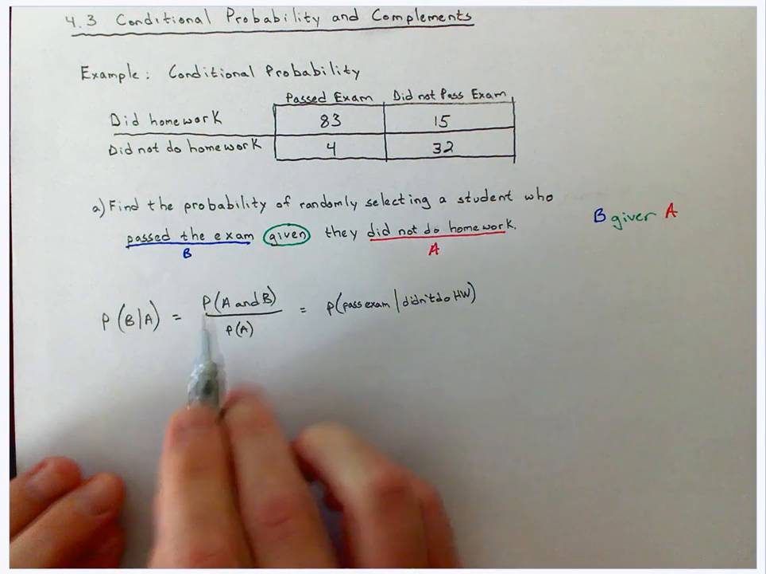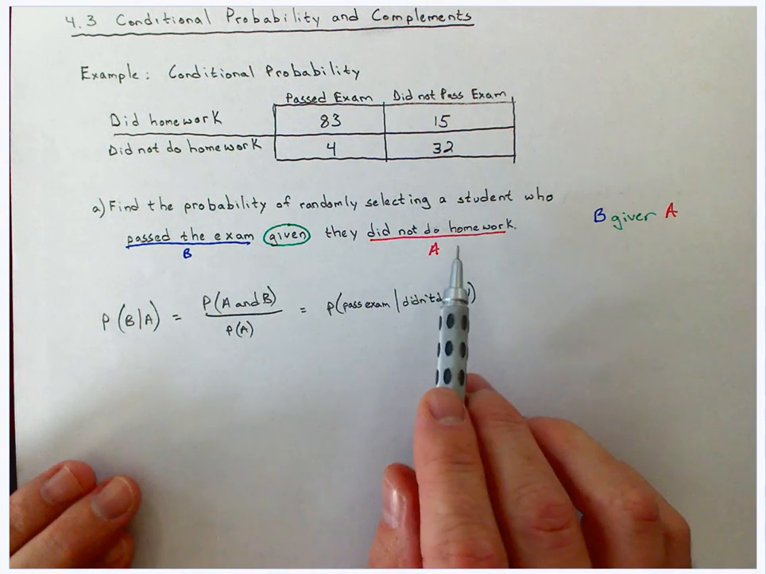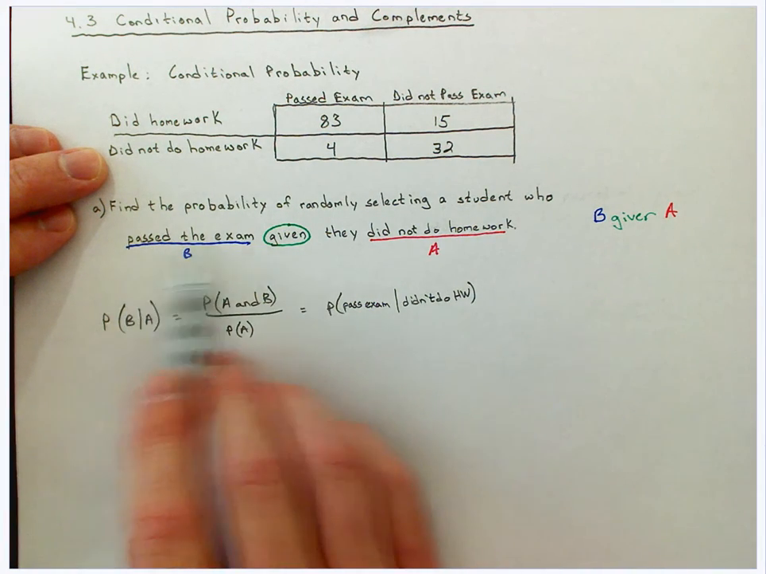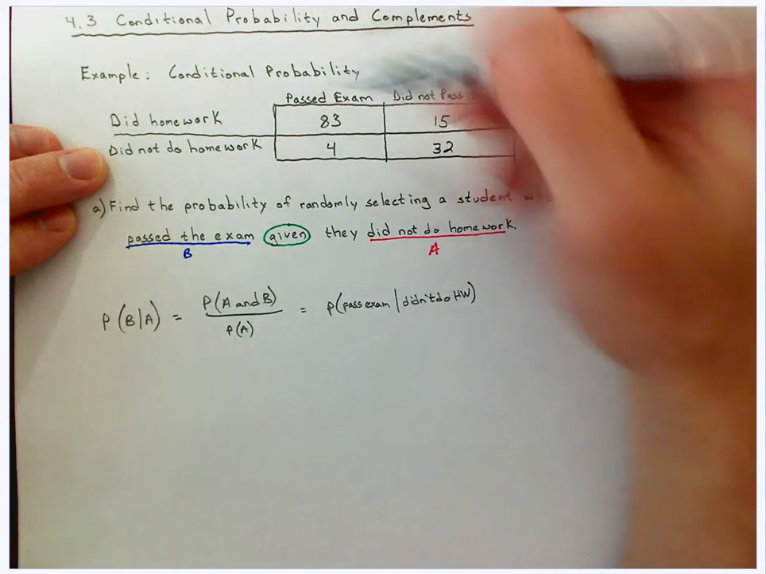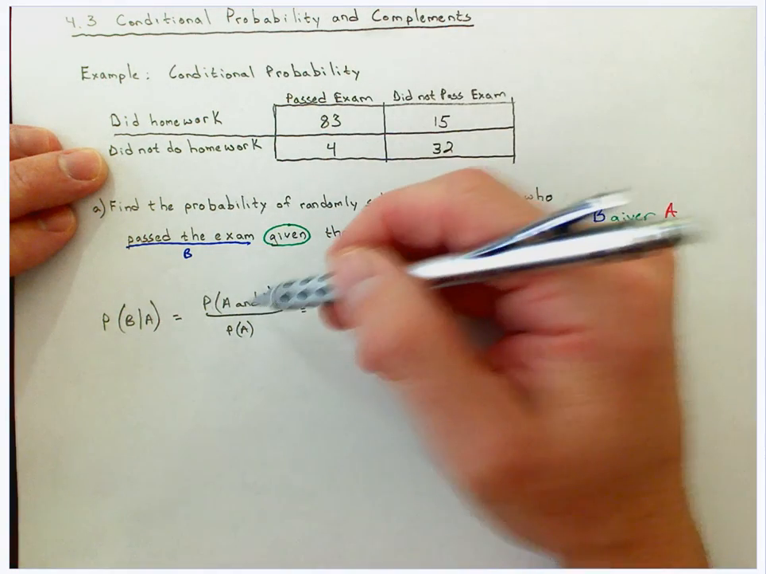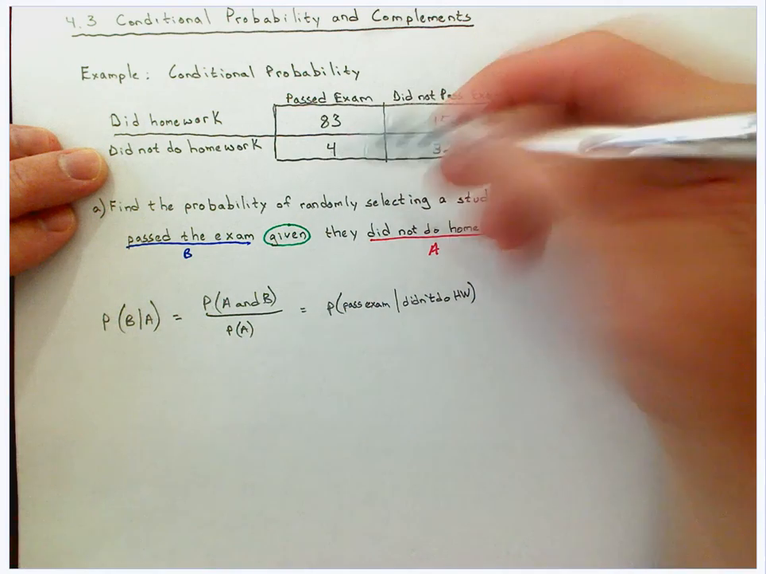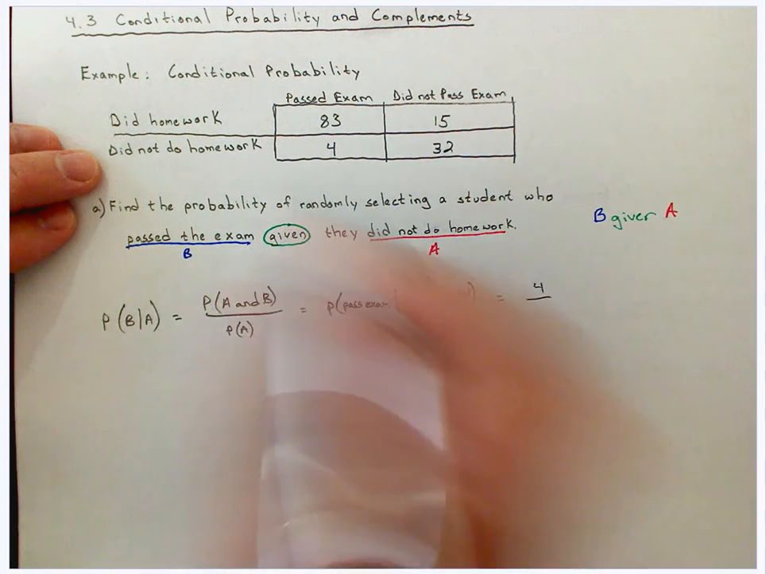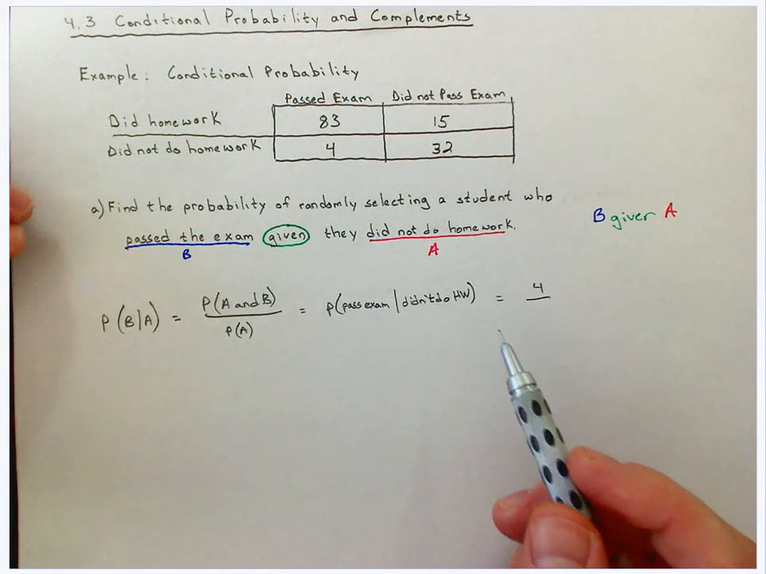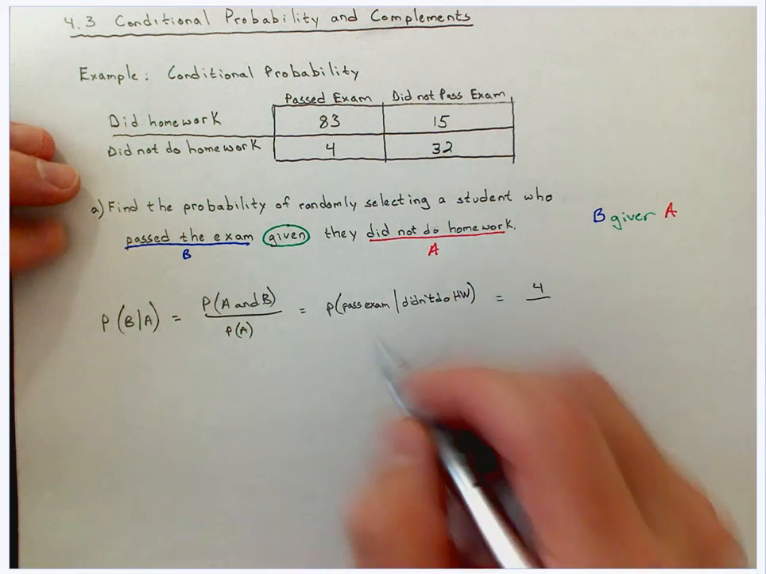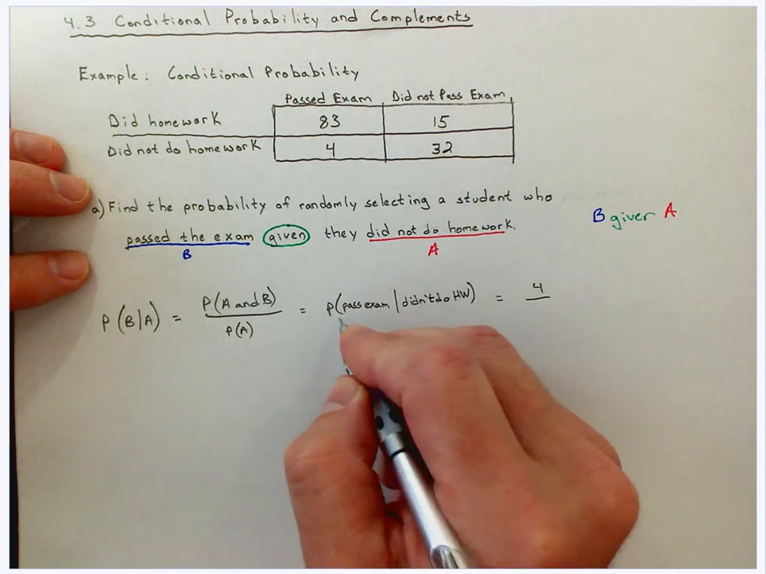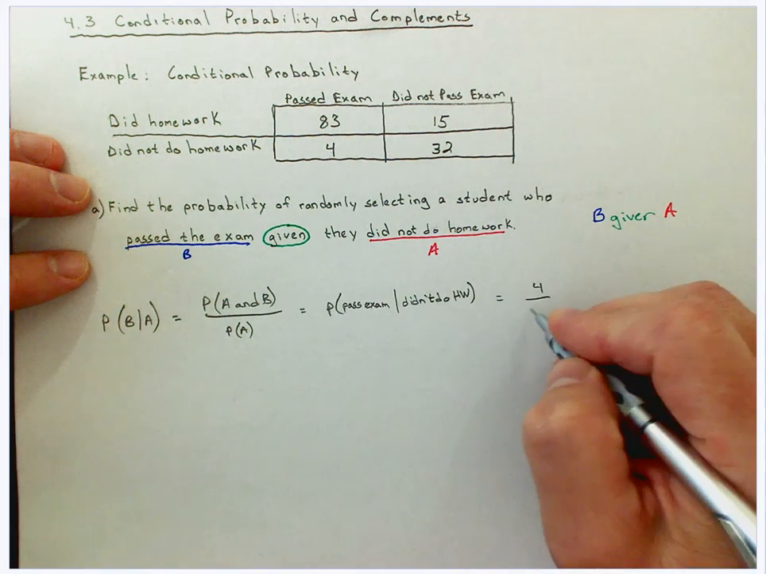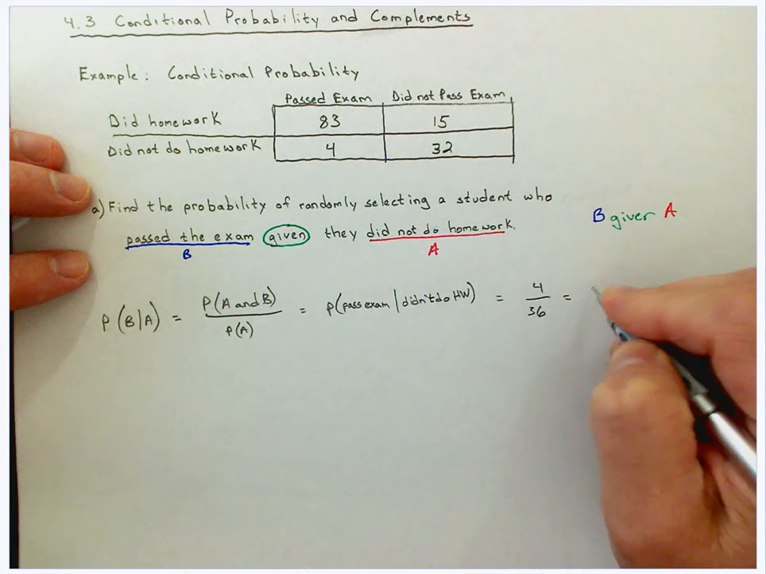So I need to find the probability of A and B. A is did not do homework, and B is pass the exam. So this is A and B, pass the exam. I find where they intersect. And means intersect. Did not do homework, pass the exam. The number is 4. Over how many people didn't do homework? Or sorry, A, yeah, did not do the homework. So I look at did not do the homework and I take that sum, and that's 36. 1/9.